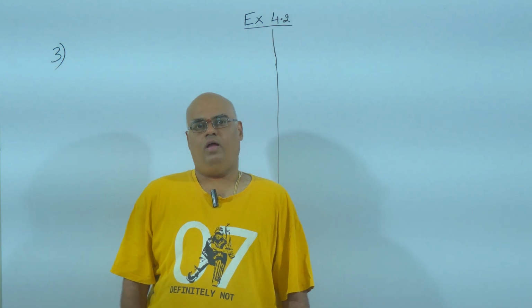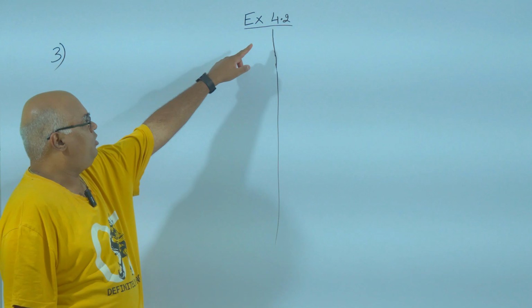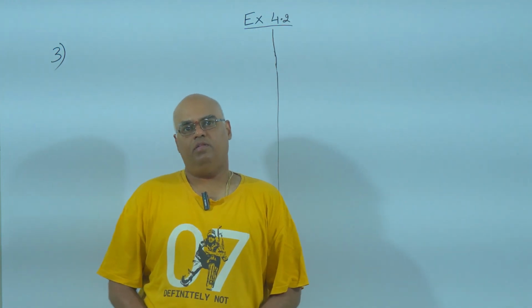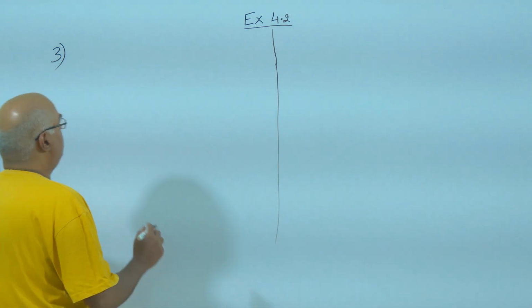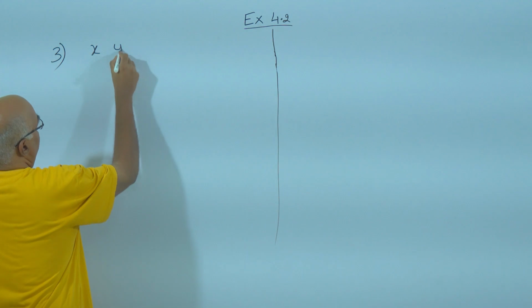In this video, I am going to solve the third problem of exercise 4.2 from the NCERT textbook. So let us see the third problem. In the third problem, there are two numbers, say x and y. So x is one number and y is another number.